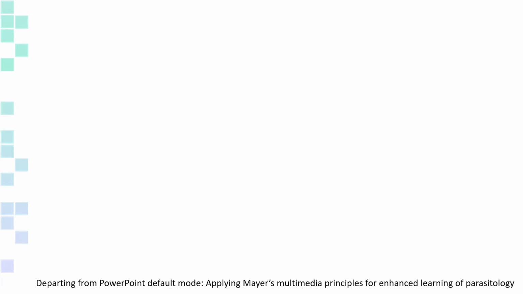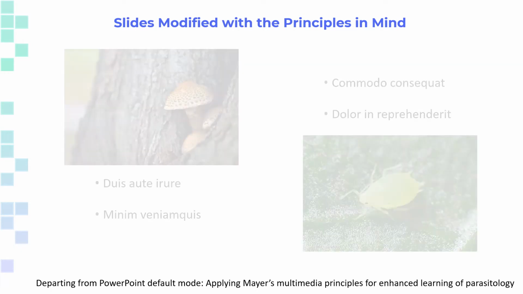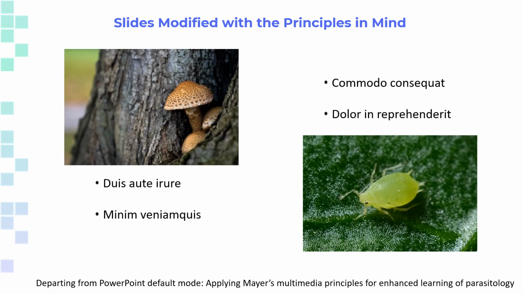This second presentation on the same subject was modified to take into account Mayer's principles. These slides contained less text and more graphics. The text and graphics were placed in close proximity, and they were presented simultaneously rather than successively. All students were then tested after the presentations. Students who experienced the presentations modified with the principles in mind had statistically significant higher scores.